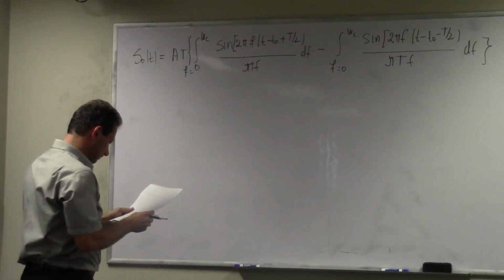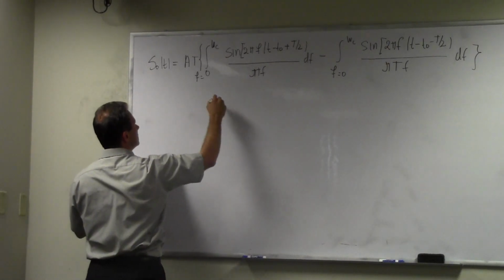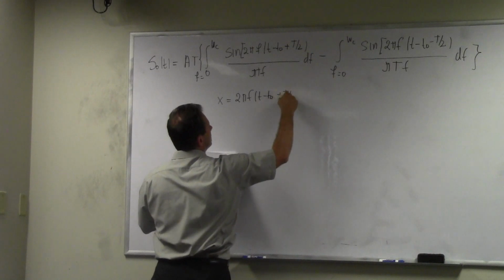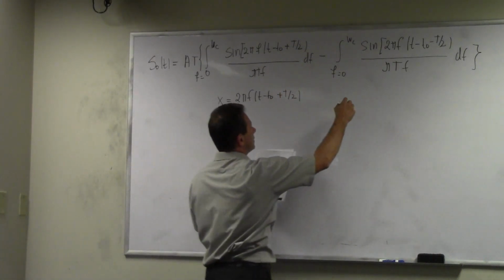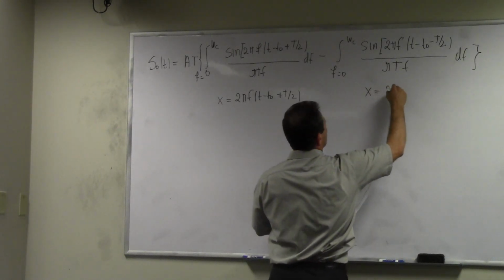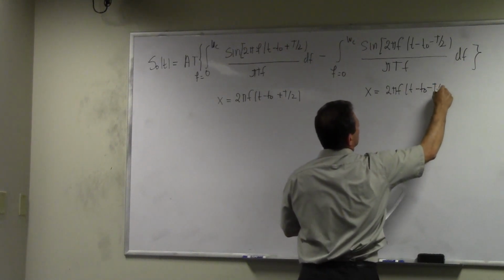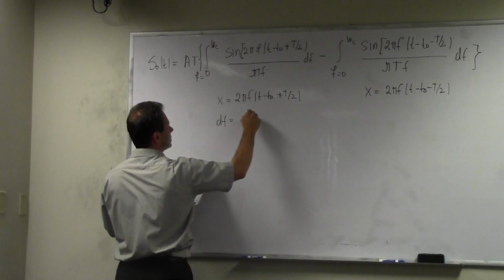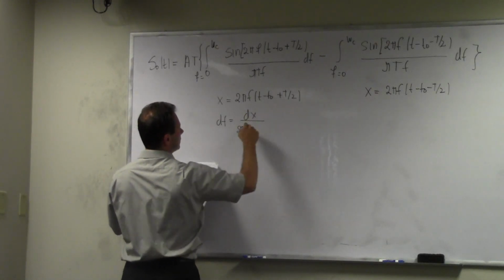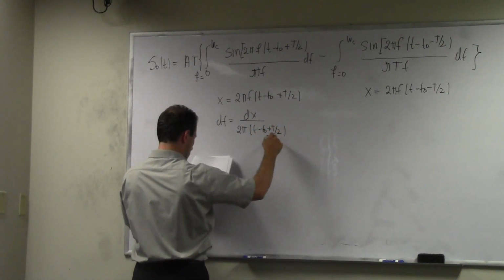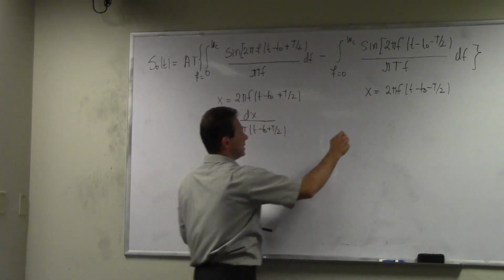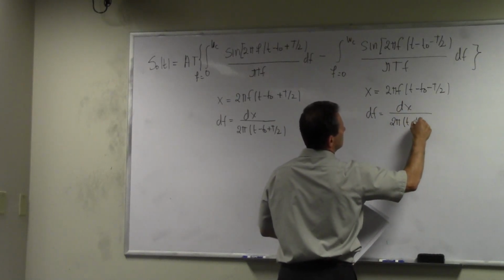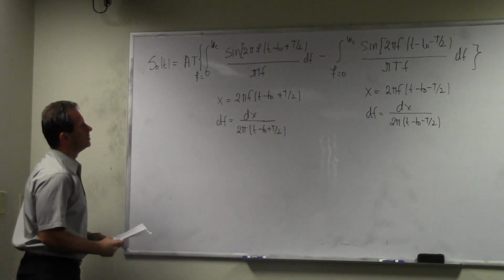Now I'm going to introduce a substitution. For the first integral, x is equal to 2 pi f (t minus t0 plus T over 2). And then for the second integral, I'm going to introduce the substitution x is equal to 2 pi f (t minus t0 minus T over 2). In both cases, you see that df is equal to dx over 2 pi (t minus t0 plus T over 2), and in this case df is equal to dx over 2 pi (t minus t0 minus T over 2). So when I introduce those two substitutions, here's what I get.